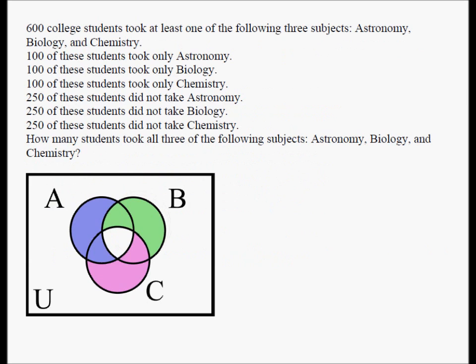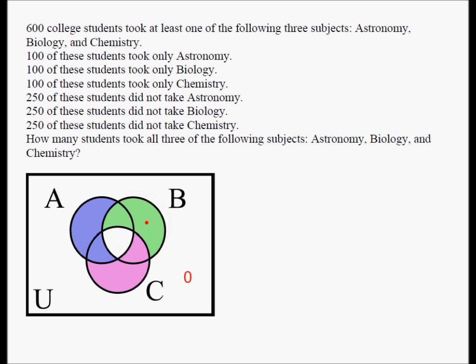So here's the solution. We have a Venn diagram involving three sets. A stands for astronomy, B stands for biology, C stands for chemistry. The very first line of the question says 600 college students took at least one of the following three subjects. So we have nothing here. I'm going to put a 0.